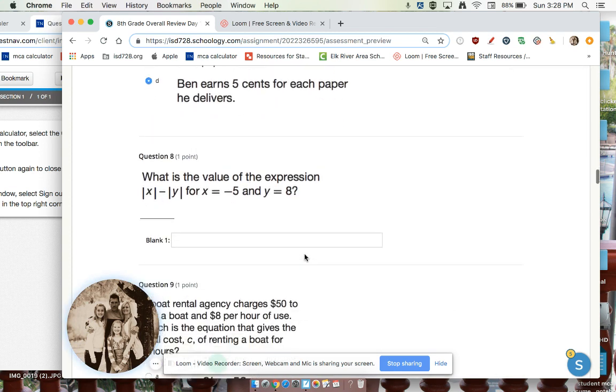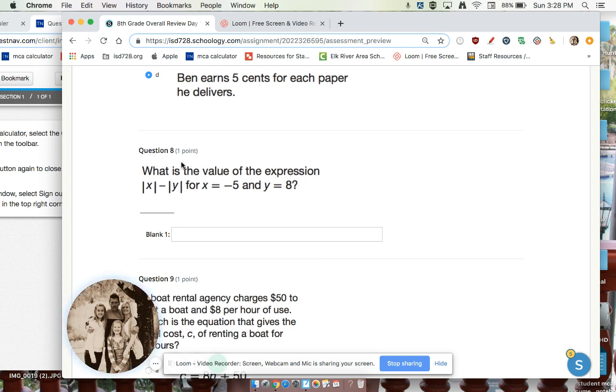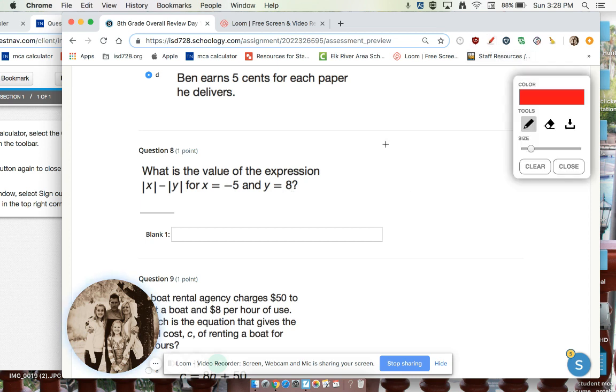Okay, moving on to number 8. This one would be a calculator question. It says, what is the value of the expression absolute value of x, take away absolute value of y, if x is -5 and y is 8? So I'm going to do it with my knowledge of absolute values, and then I'll show you how you could use your calculator. So this would be the absolute value of -5, take away the absolute value of 8. It's so hard to do this.